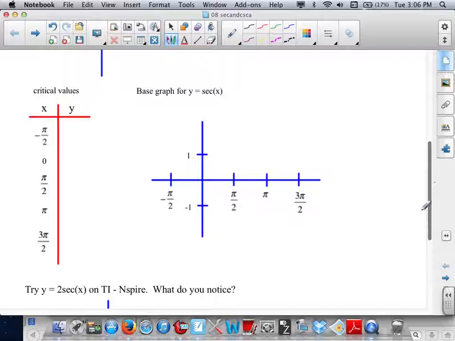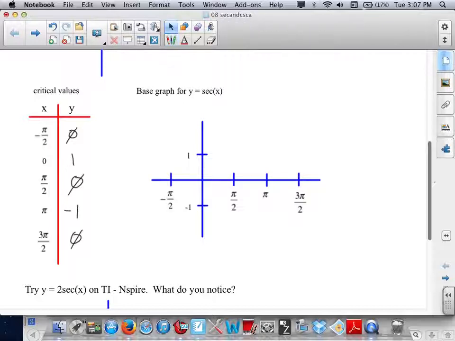Our critical value, the first one we're going to have is negative pi over 2. That's going to be undefined. For 0, that's going to be 1. For pi over 2, undefined. For pi, that's going to be negative 1. The secant of pi is negative 1. And for 3 pi over 2, it's going to be undefined.